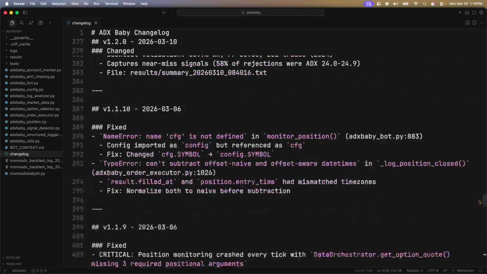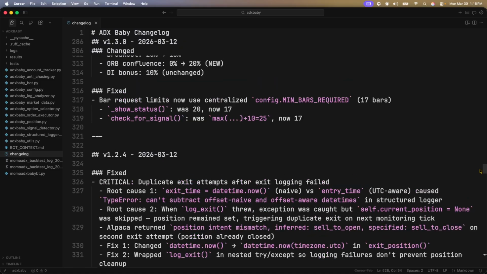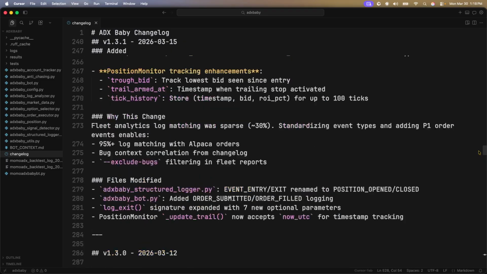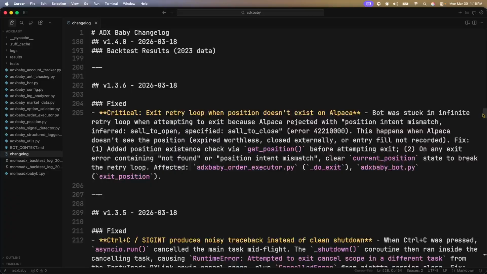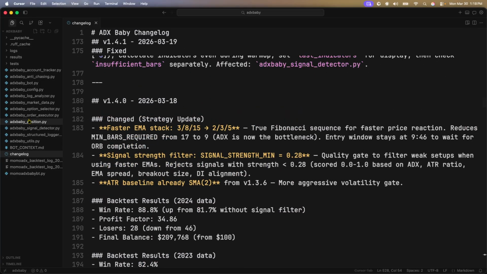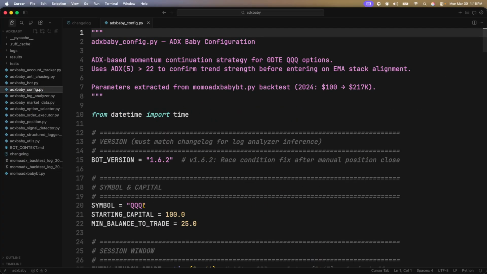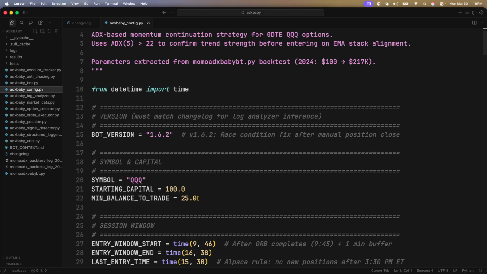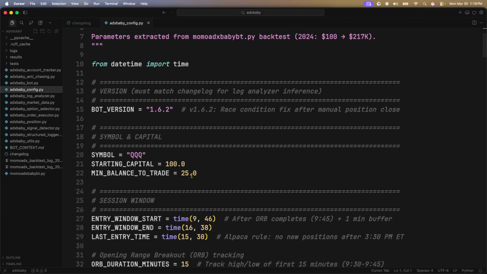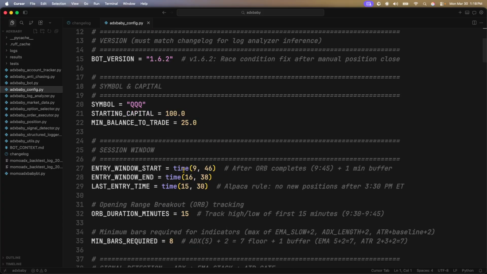As you can see here, it was quite comprehensive, the amount of items we had to change with this bot in order to get it to be a lot better, right? So let's go ahead and look at the configs, right? Again, this bot trades QQQ. QQQ is the top 100 tech companies within the NASDAQ. All of our bots, unless I tell you otherwise, are going to start with $100, and the minimum that it needs to trade is 25. Then the session start time is 9:46 till 11:38. I was just testing something one day.